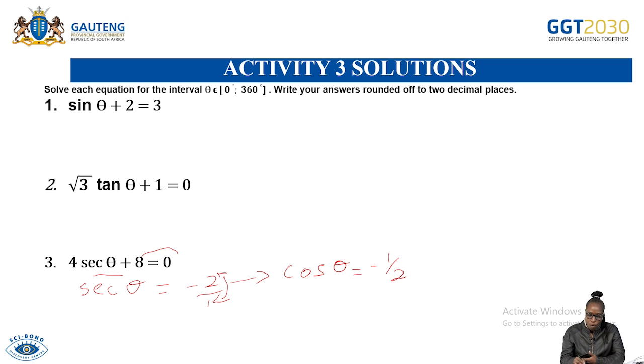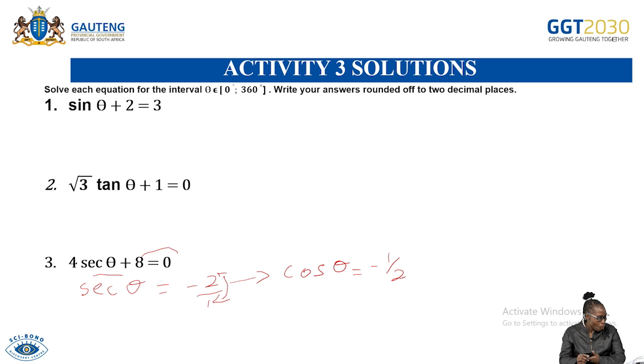So when I want my reference angle, so that I can be able to see where cos is negative, I will press on my calculator shift cos of negative 1 over 2, and I get my answer as 120.